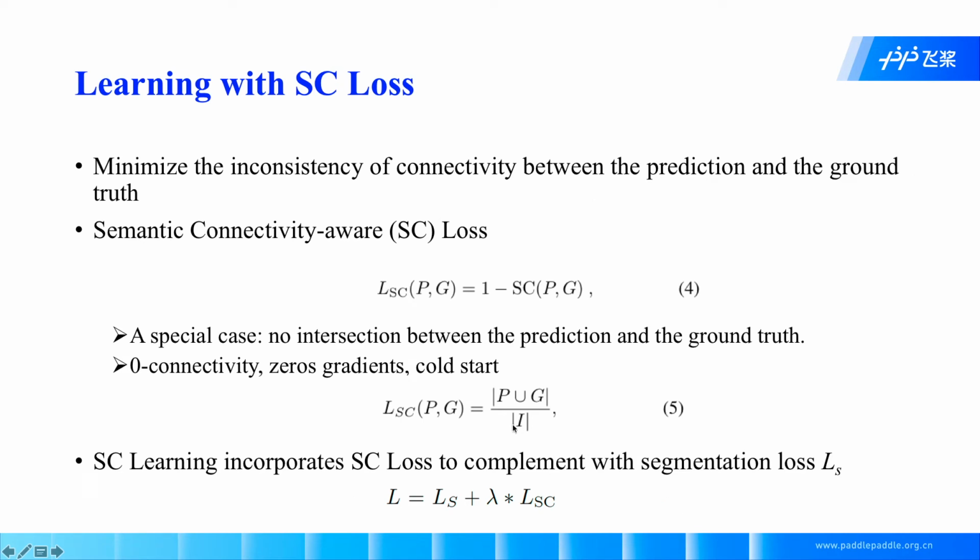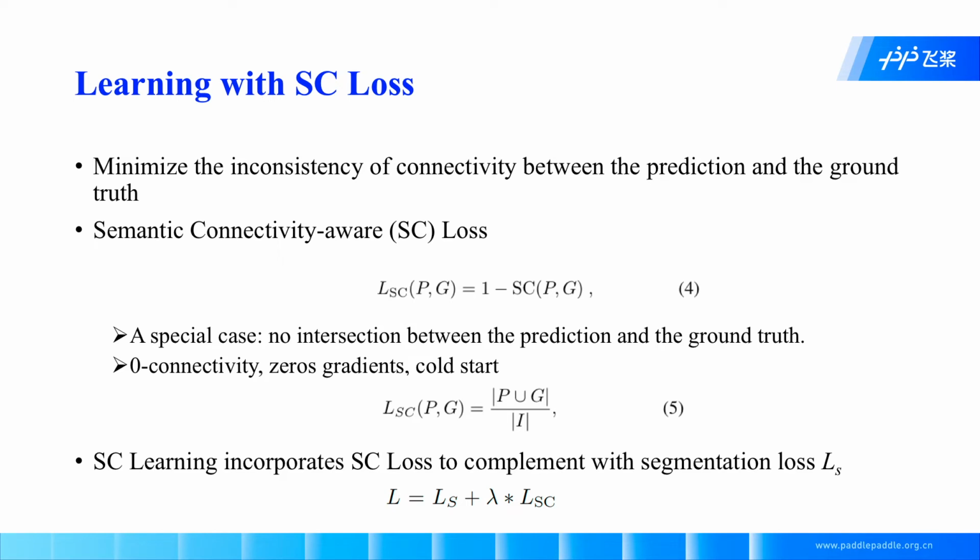SCL frameworks use a novel loss function based on the proposed semantic connectivity, which minimizes the inconsistency of connectivity between prediction and ground truth. We denote semantic connectivity aware loss as 1 minus the SC of P and G. Note that there is a special case that no pair exists between P and G, and connectivity becomes 0. It could happen in the beginning of training due to the random initialization of parameters.